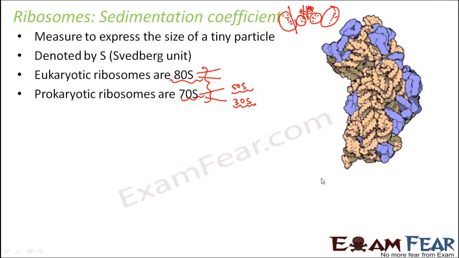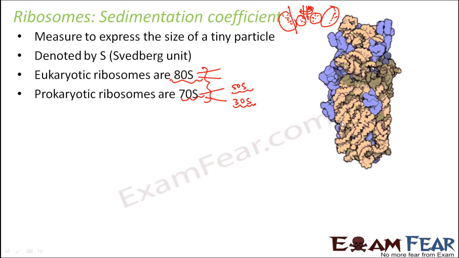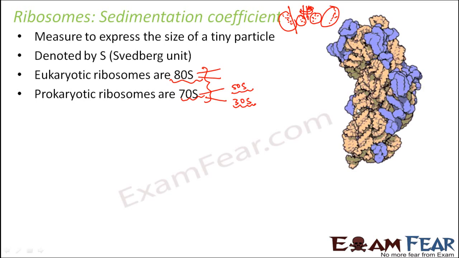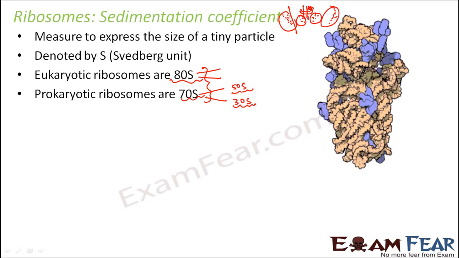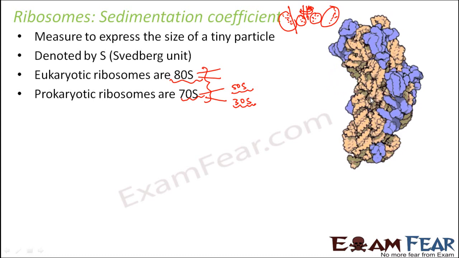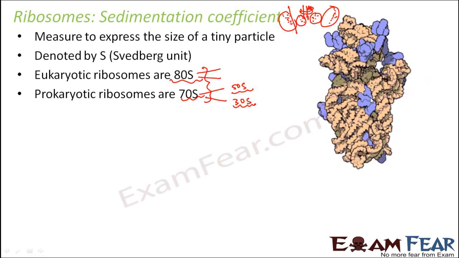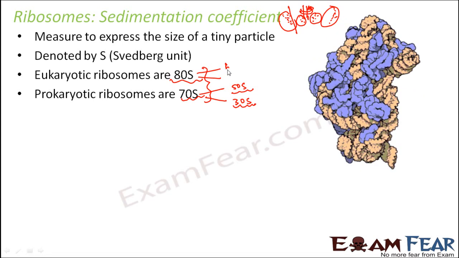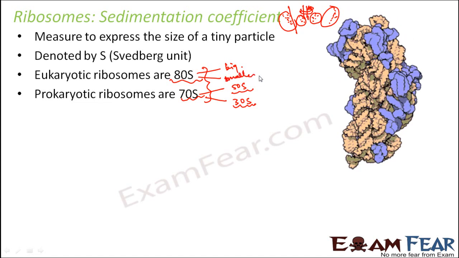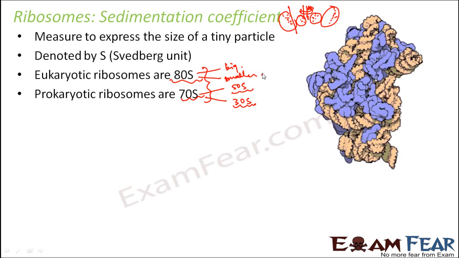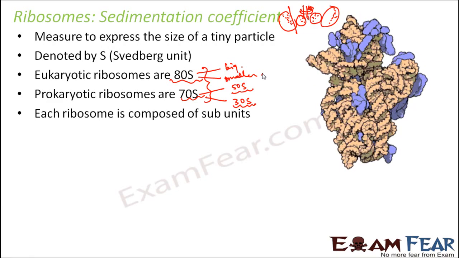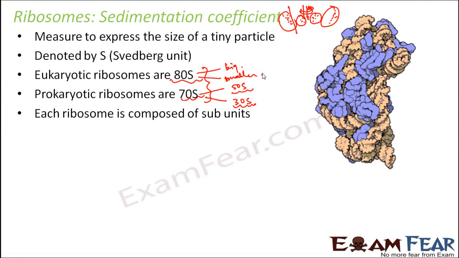So here in this picture you can see a ribosome. Here you see two colored parts, one violet and the other light orange. They represent the two subunits. This is how the two subunits overlap with each other to form a ribosome. Similarly, eukaryotic ribosomes also have a bigger subunit and a smaller subunit. So this is brief information about ribosomes. Each ribosome is composed of subunits.